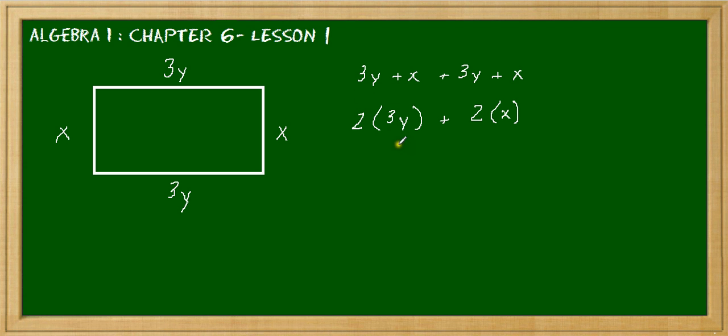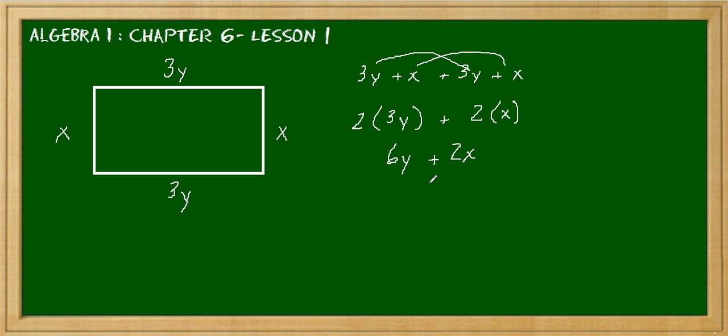because it is a rectangle. And if we did this, we can just simplify. Now we could have just added these and would have gotten the same thing, which is basically 2 times 3y, which is 6y, plus 2x. So the expression for its perimeter would be 6y plus 2x.